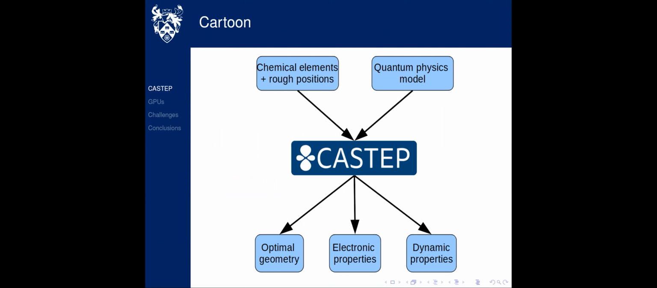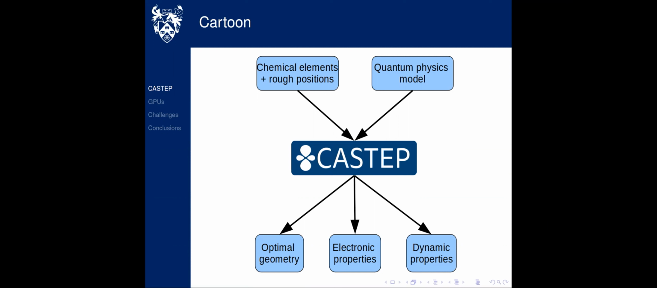CASTEP takes those rough positions and it tells me what the optimal positions are, so the optimal geometry. It tells me about the electronic properties. Is it magnetic or not? Is it a metal or an insulator? It tells me about dynamic properties. So, for example, what's the infrared spectrum? If I went to my friendly chemists just across campus where I am in York, what would they measure if they put that in their spectrometer?